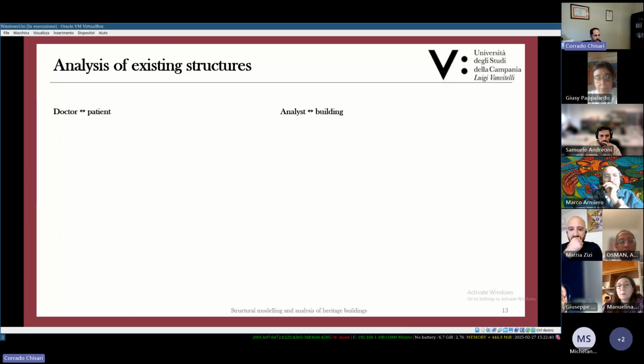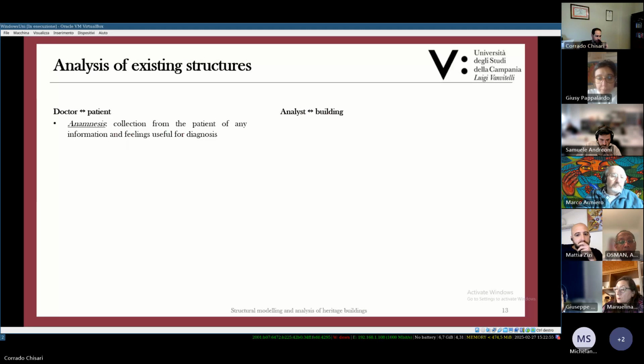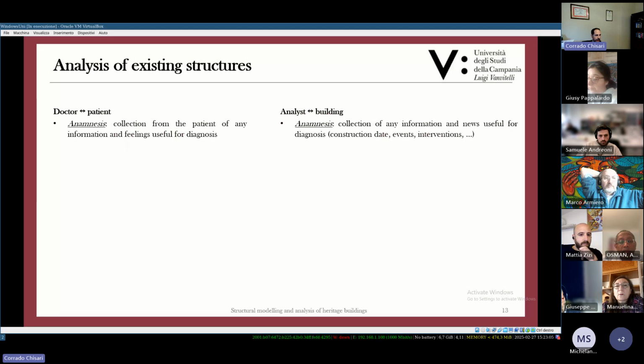Strain is the deformation. So in the analysis of existing structures, we have a sort of analogy between what happens between doctor and patient and what we apply in the relationship between analyst and building. So there is a phase of anamnesis where we collect from the patient any information about what happened. And in the case of building, we collect any information useful for the diagnosis, the construction date, any events along the history, interventions, and so on.